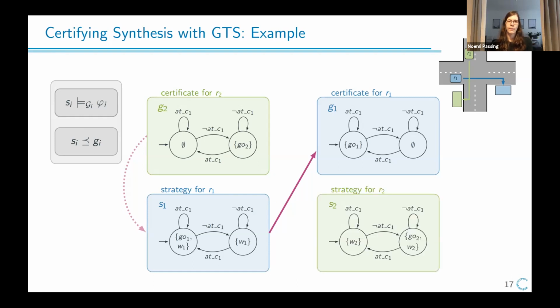Well, having a look at the very same strategy for R2 as before, we can now see that also S2 locally satisfies R2's objective with respect to G1. And since S2 and G2 are again the same transition systems, when we emit the warning signal, also the simulation holds here. And so this is a valid solution of certifying synthesis with guaranteed transition systems. And as you see here, we found a solution with the very same strategies as for LTL certificates.